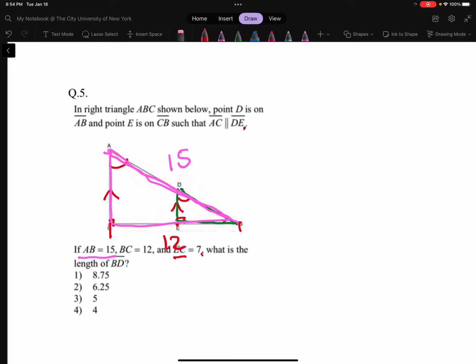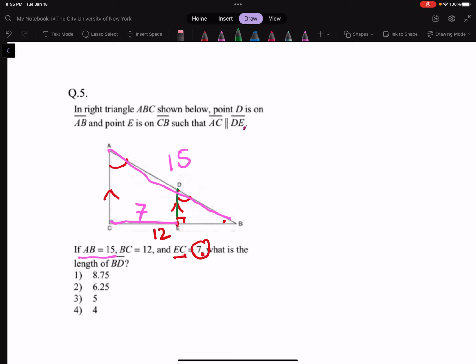And EC is 7. Okay. This EC is 7. Let me erase that one and write a little clearly. So EC is 7. So EC, I think here is our C. Yes, this is our C. So up to this is 7. So you can find out this side, which is BE.